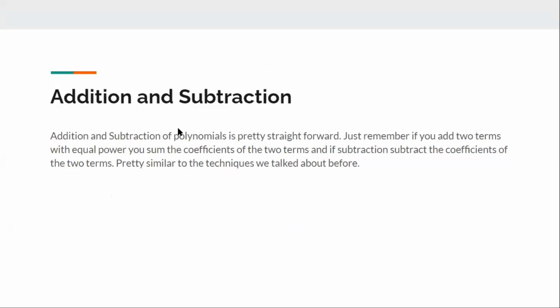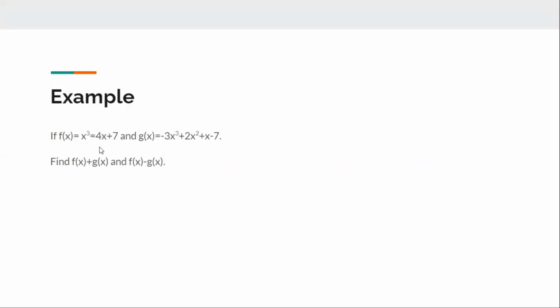Addition and subtraction of polynomials. Addition and subtraction of polynomials is pretty straightforward. Just remember, if you add two terms with equal power, you sum the coefficients of the two terms, and if subtracting, you subtract the coefficients of the two terms. It's pretty similar to the techniques we talked about before with summing quadratics and simple linear equations. So here's an example.